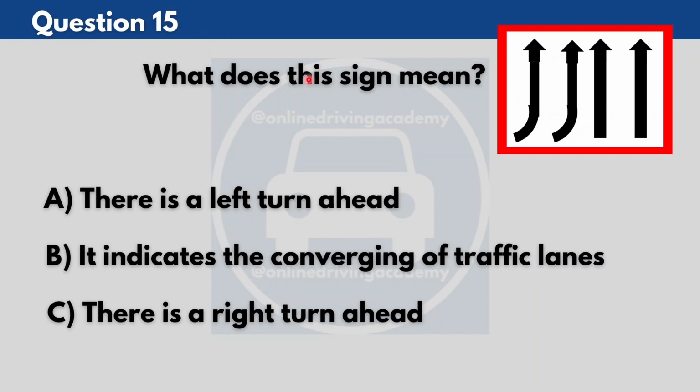Question 15. What does this sign mean? Again, we can see 4 different lanes and a red border. So is it option A? There is a left turn ahead. Is it option B? It indicates the converging of traffic lanes. Or is it option C? There is a right turn ahead. The correct answer will be option B.